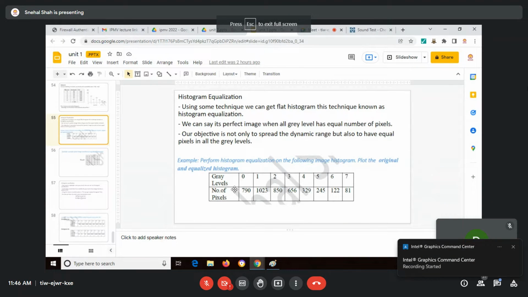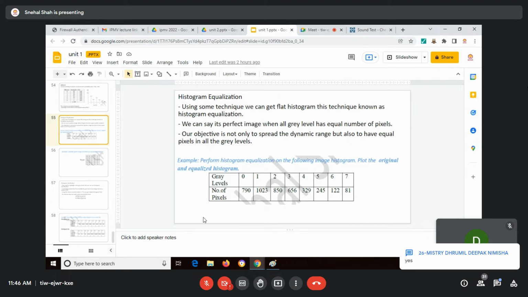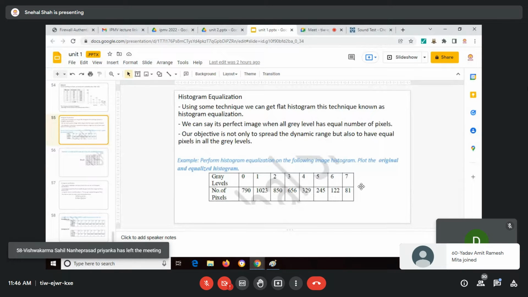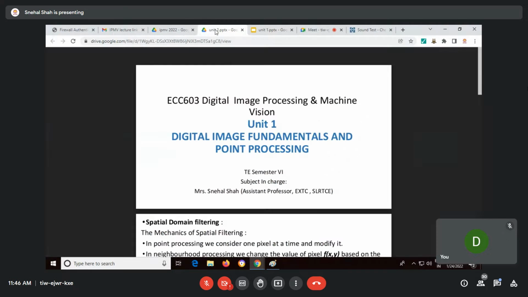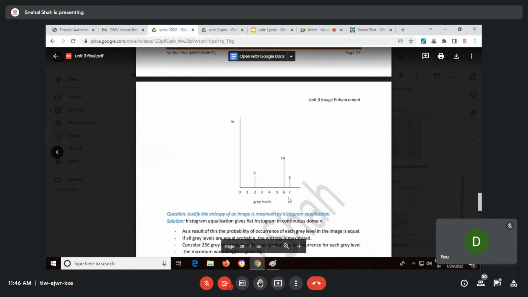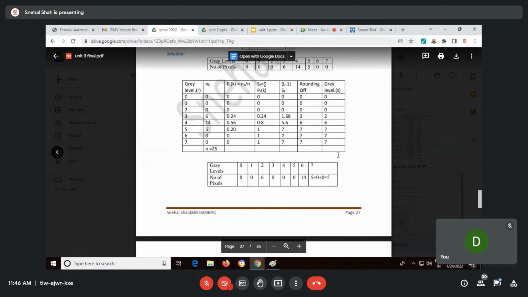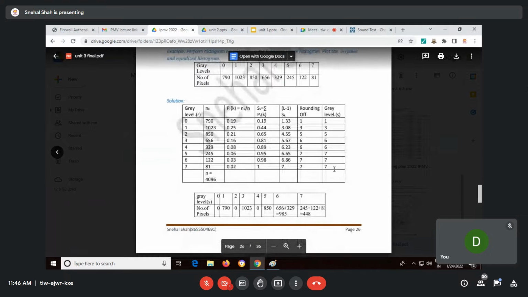So I think we prepared a table, correct? Yes. Okay, fine. So from the table, we have to write down the new histogram equalization table. Okay, so what do we have to do? Just let me check. So we prepared this table.